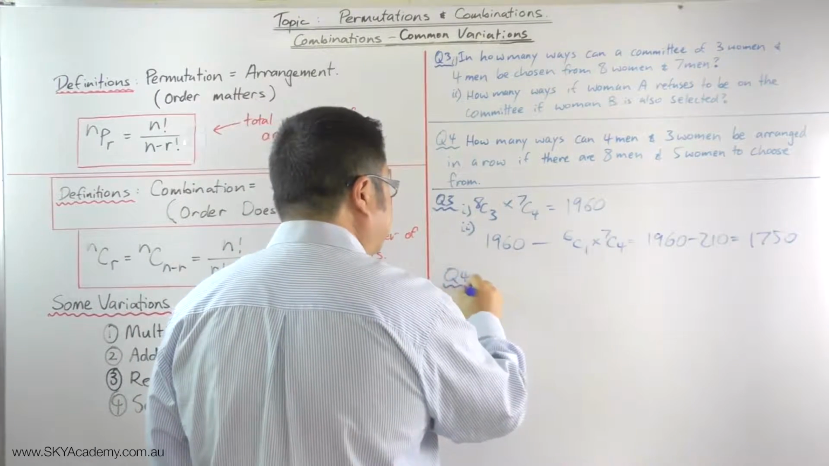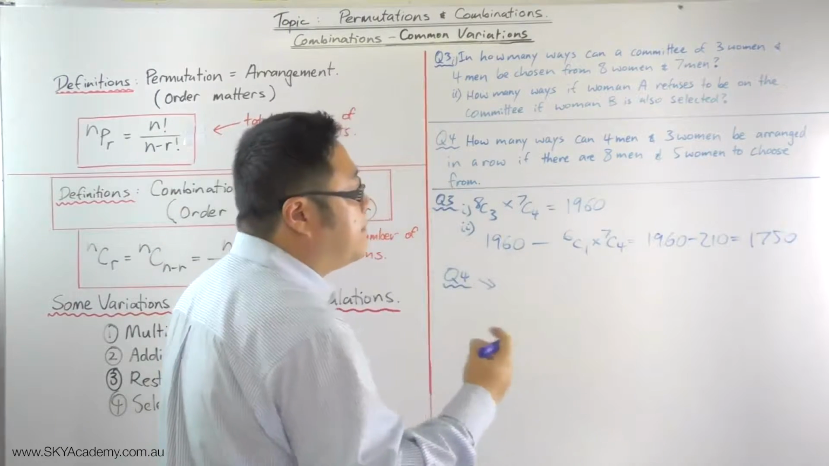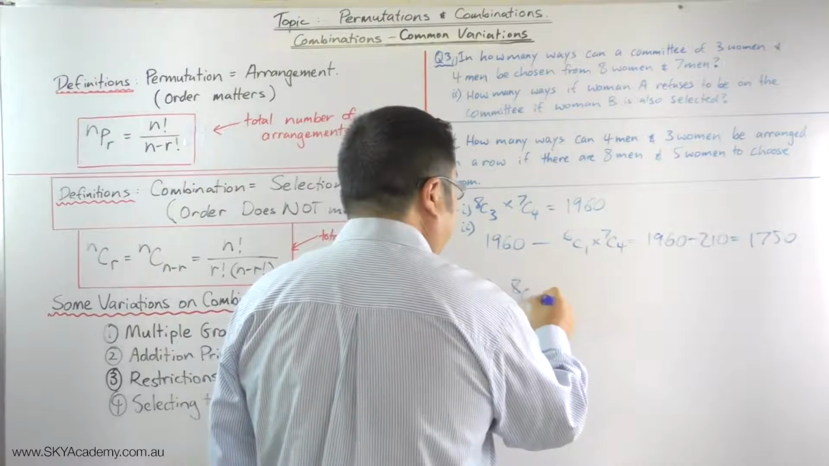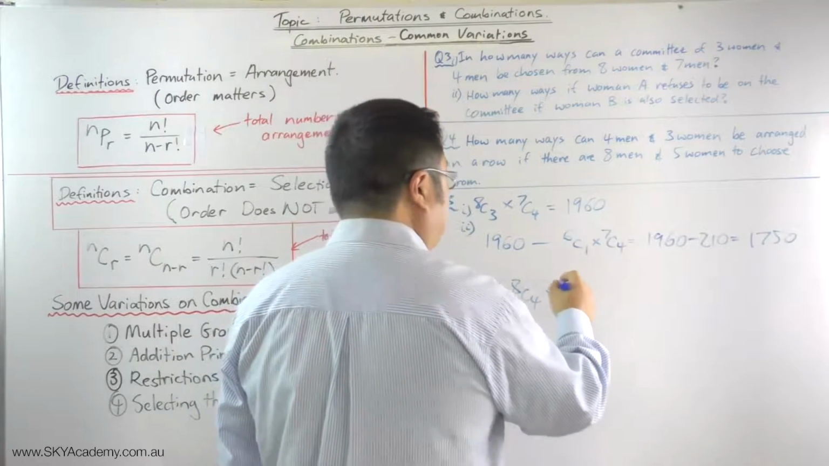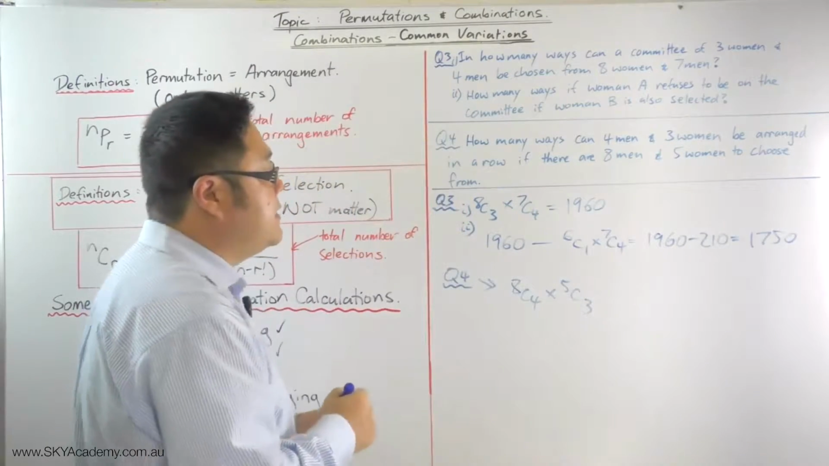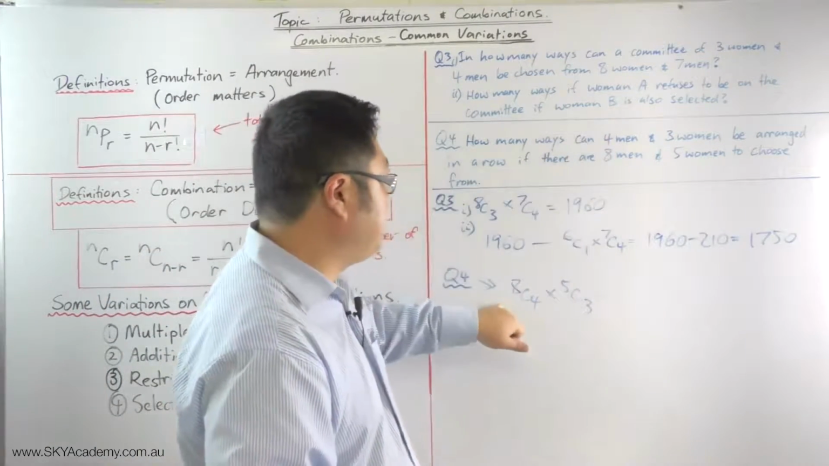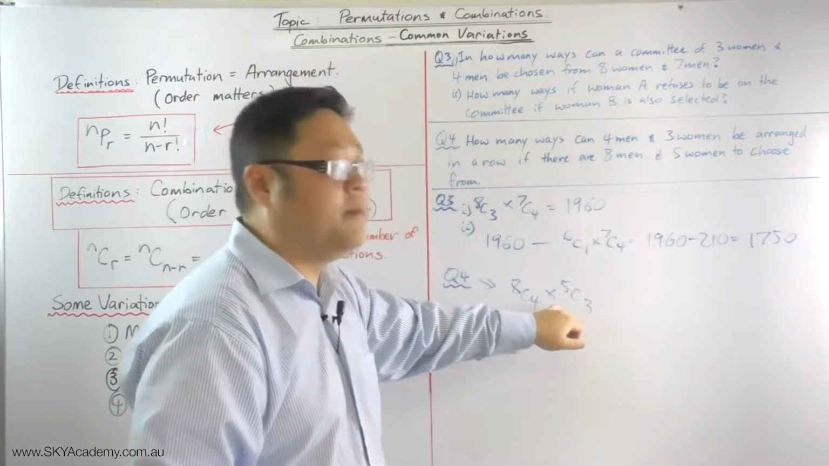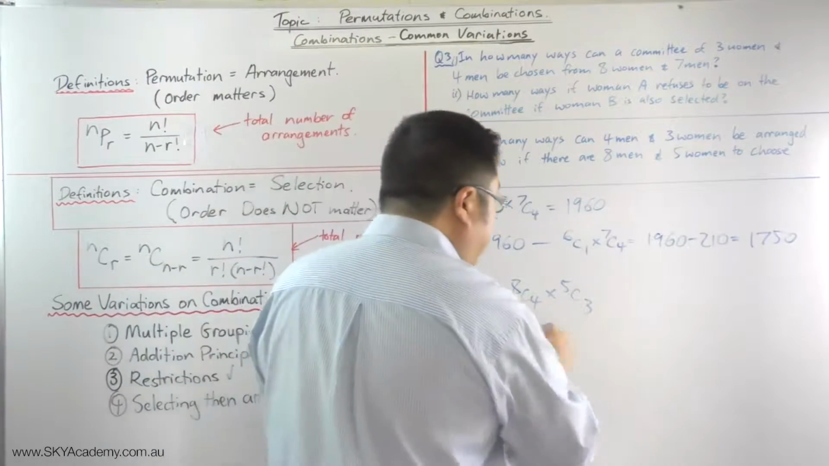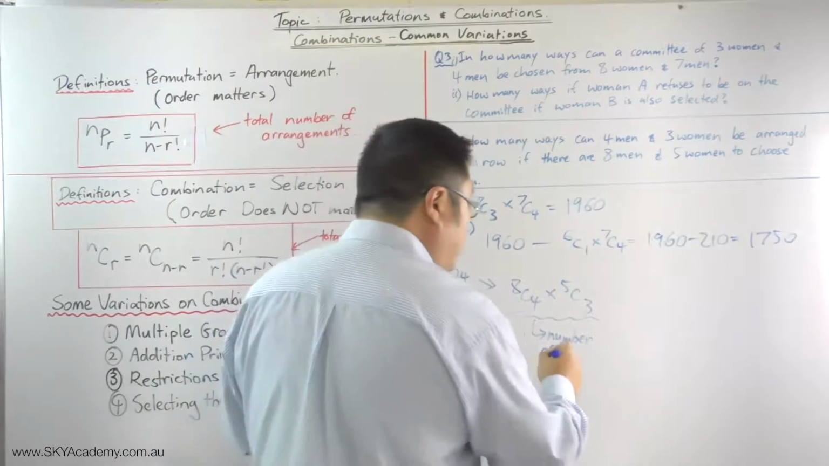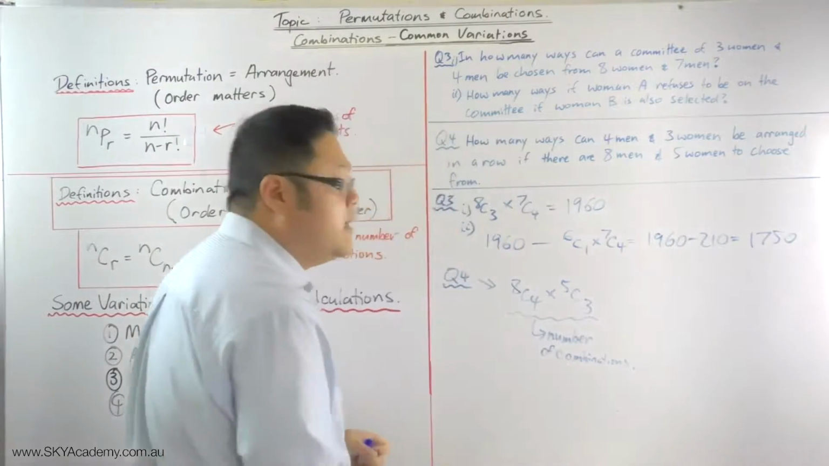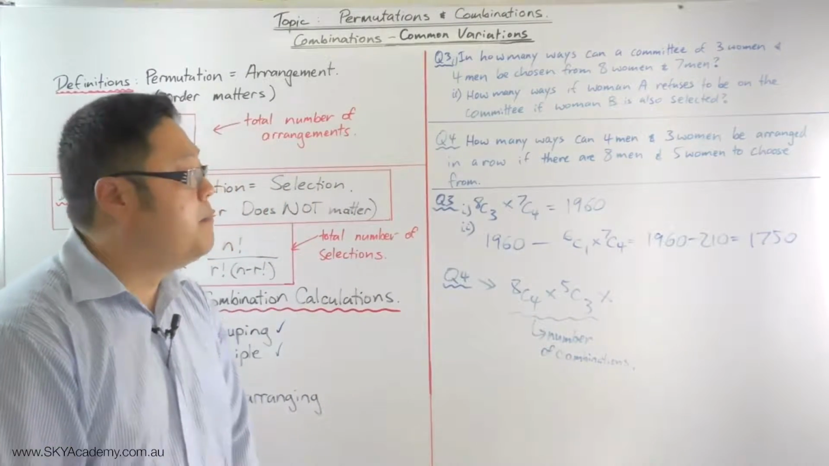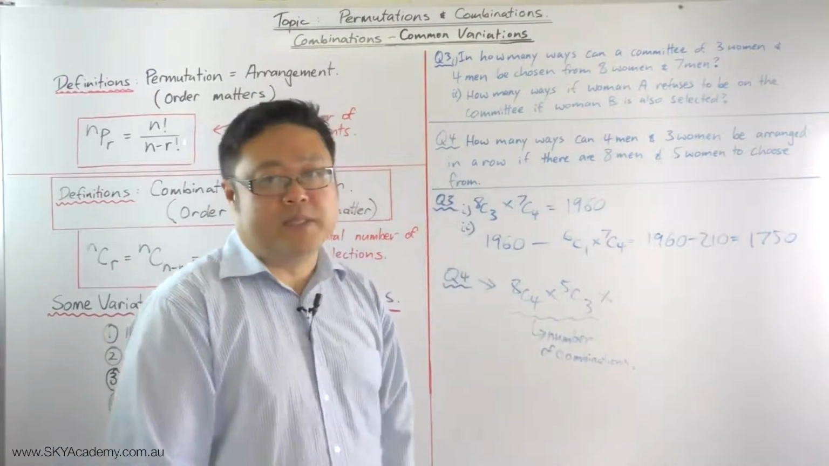The number of groups that there will be, in other words the number of combinations, is 8 choose 4 times 5 choose 3. Does that make sense? Because we're choosing 4 men from 8 men, and then we're multiplying that by 3 women from 5 women. So that'll give us the number of combinations. Now what we have to do is multiply that by the number of arrangements.